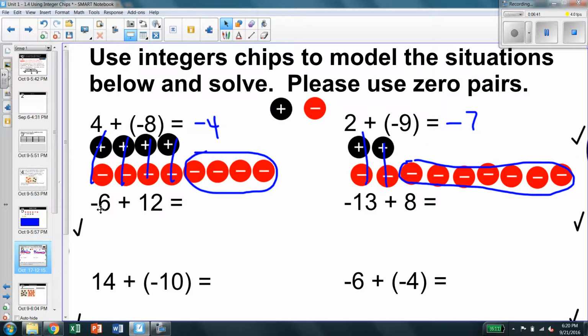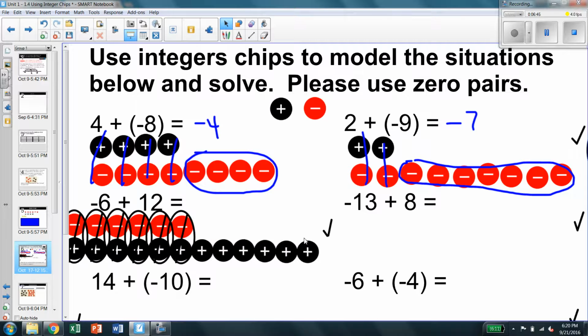Take a look at this one, 6 negatives plus 12 positives. What? 0 pairs? What's left over? Well, 6 positives are left over. Hey, our pattern's starting to hold true. We had started with more positives. We have more positives left over, so that's our answer.